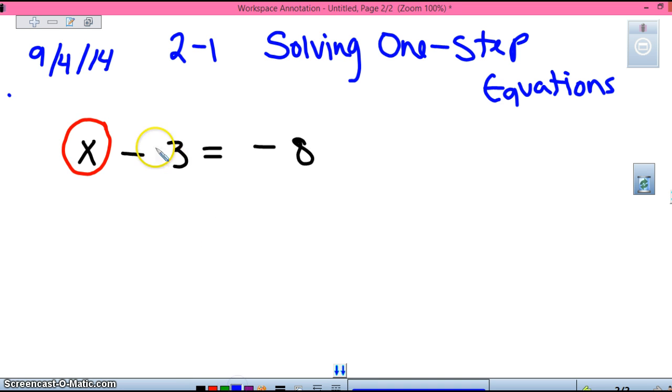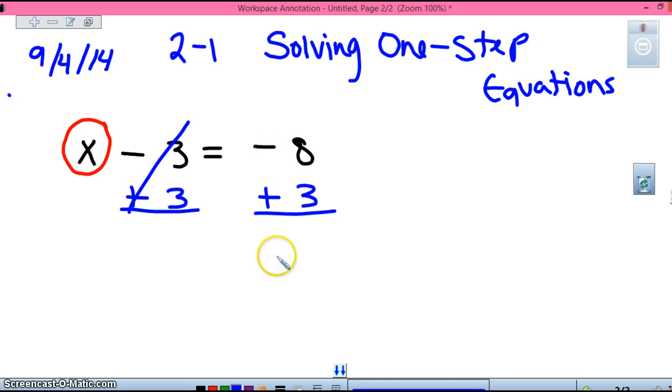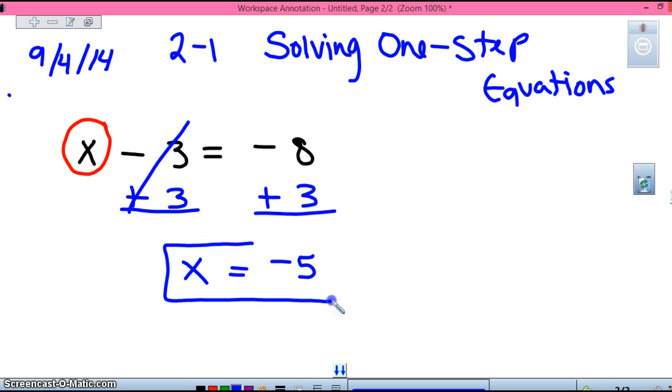We have to use the inverse operation of minus 3. What is the inverse of minus 3? Plus 3. What you do to one side, you do to the other. By adding plus 3, you cancel minus 3. -8 plus 3 is -5. X equals -5.